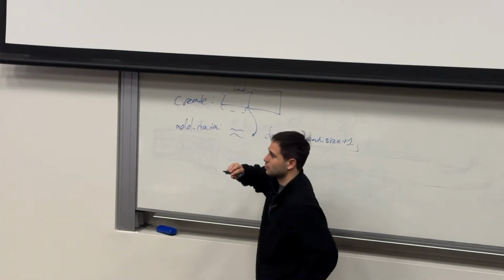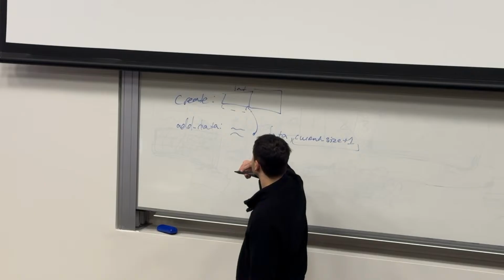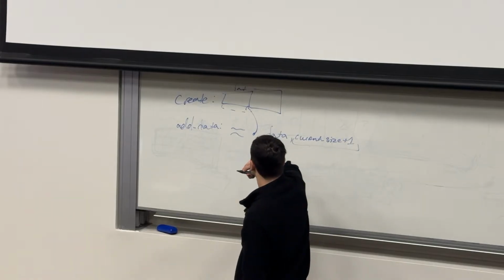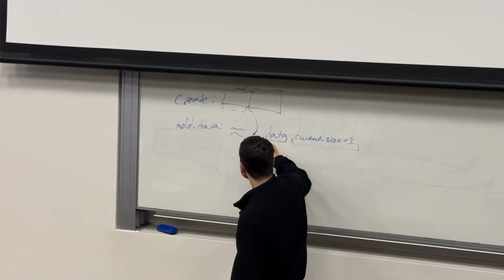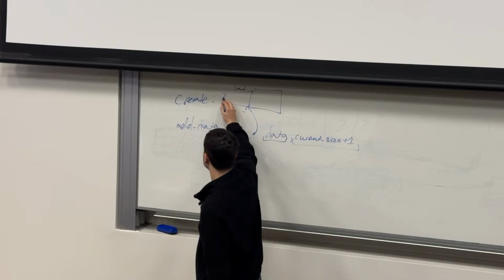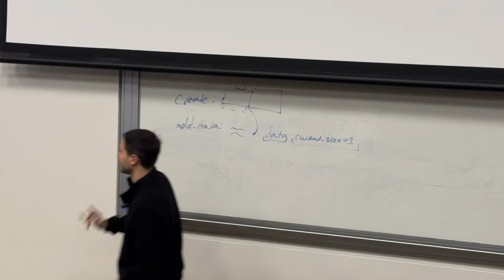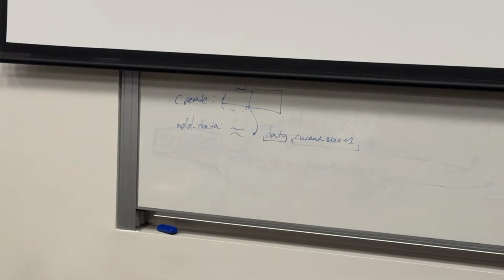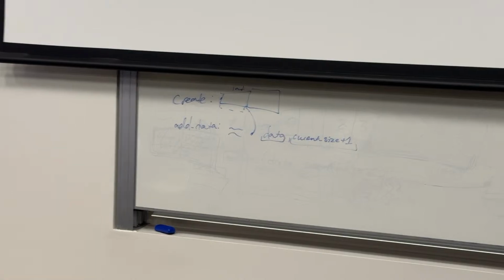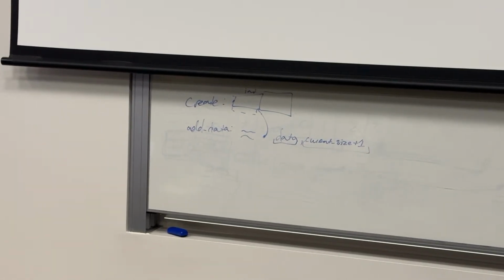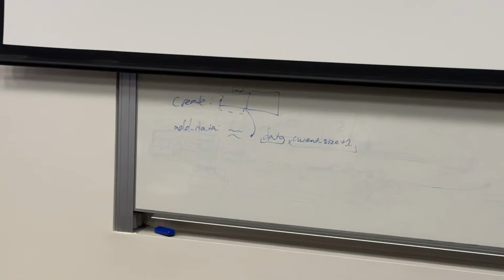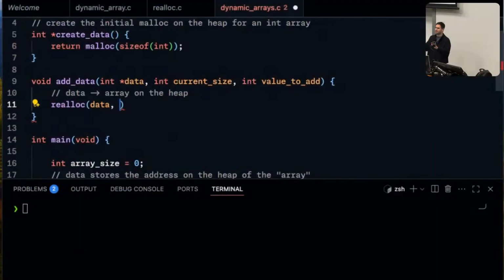Data is just the memory address of the start of the array. So data plus plus won't work. You do the current size plus the value to add and you times it by the size of the integer. We don't care. We're reallocating here, guys. We don't care what data we're adding. We just need to know the size of the grown array.